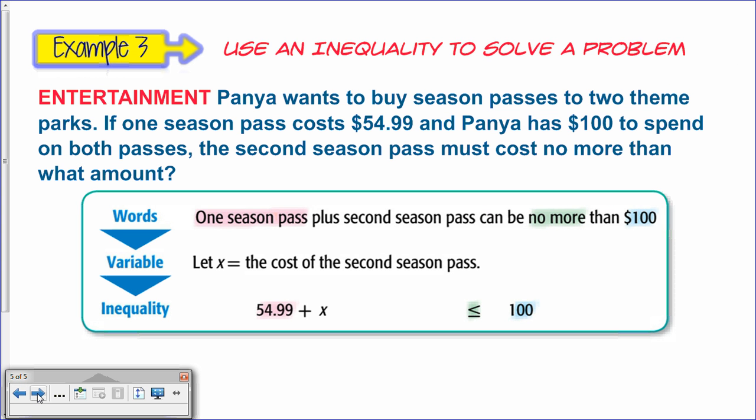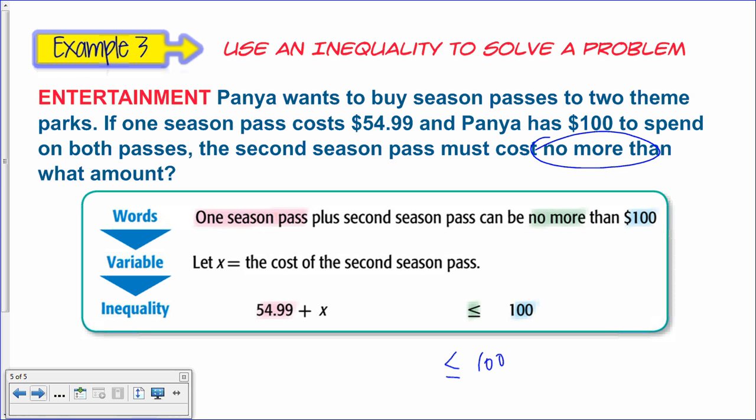Word problem. Kenny wants to buy season passes to 2 theme parks. One season pass costs $54.99 and Kenny has $100 to spend on both passes. The second season pass must cost no more than... What symbol would I use? Look at the chart that you just made. What symbol would I use? Less than or equal to? Okay, and then of course 100.